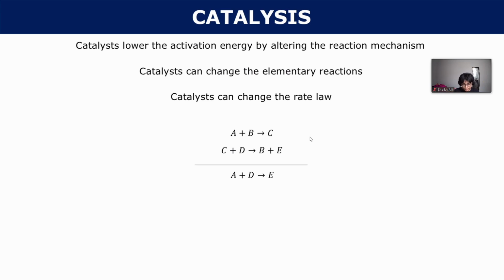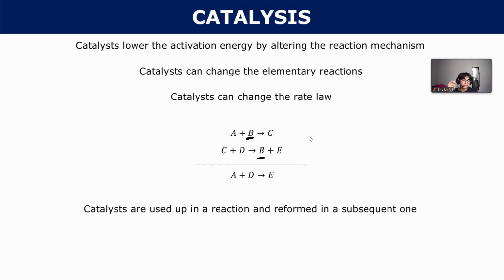Alright, let's back up a little and talk about what catalysts look like in a reaction. If you have the reaction A plus B to C and then C plus D to B plus E, you can see the B here is used up in one reaction and then reformed in another reaction. The B in this case is the catalyst. So catalysts are used up in one reaction and then reformed in a subsequent one. This is really important because a single molecule of a catalyst can work in many reactions before getting used up. They are not used up in a singular reaction, and that's what makes them so useful.